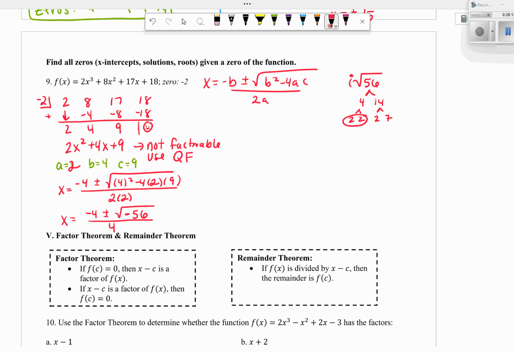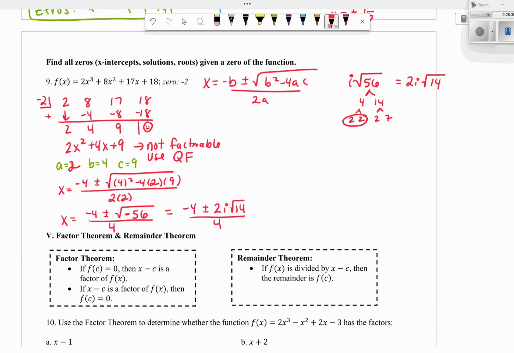The 2 and the 7 don't make a group, so those are going to stay underneath the radical multiplied, and the 2 goes on the outside. So this becomes 2i times the square root of 2 times 7, which is 14. So this equals -4 plus or minus 2i root 14 over 4.